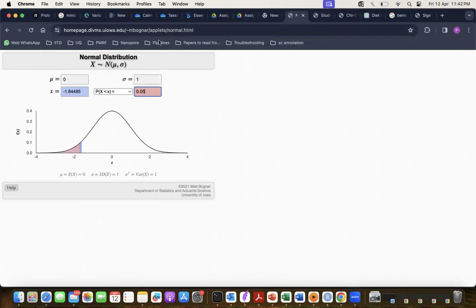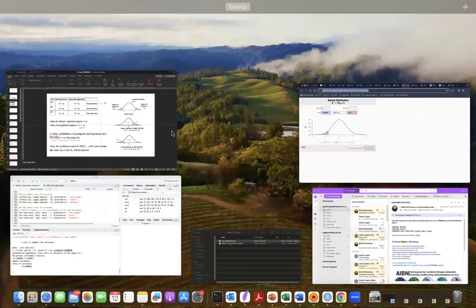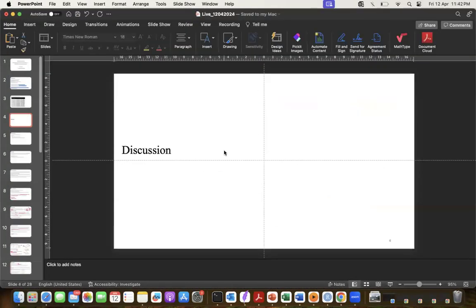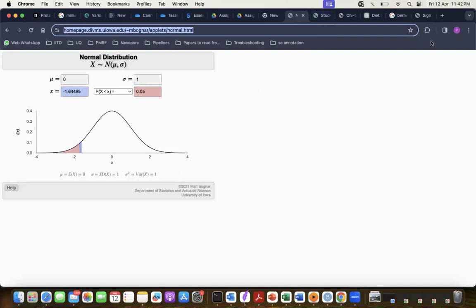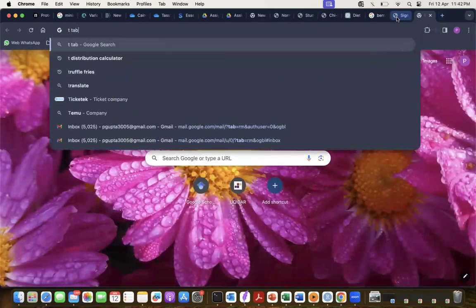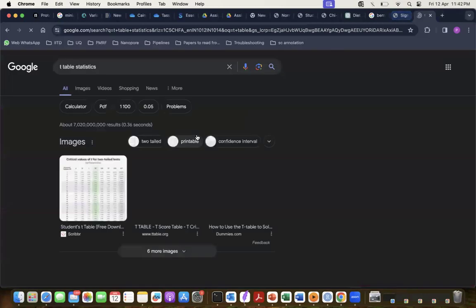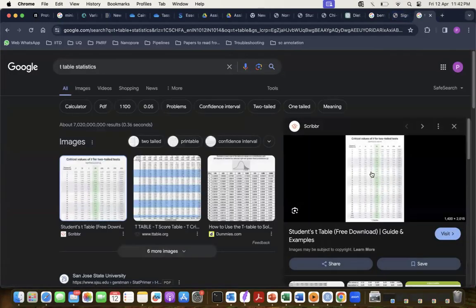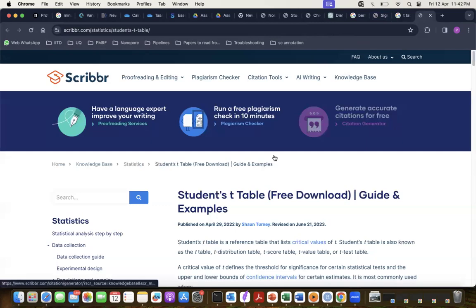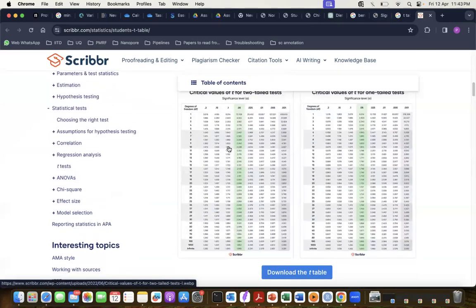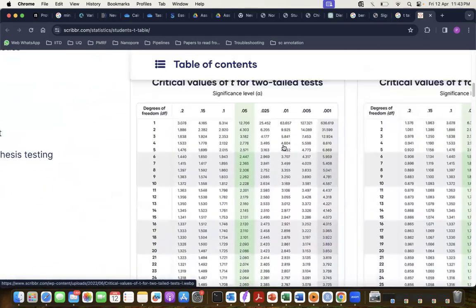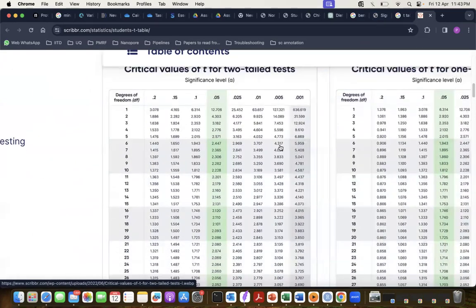Let me just put these links here. Ma'am, is it possible that you can search for the T table on the net? Okay, sure. T table statistics. Okay, let's say we open this one here. This looks okay, right? So let's say we're talking about this two-tail test.